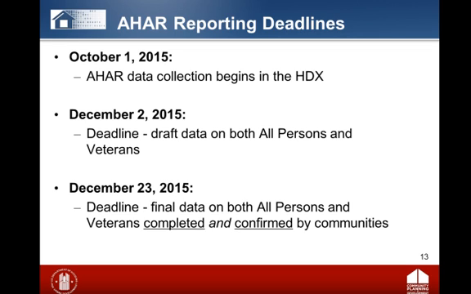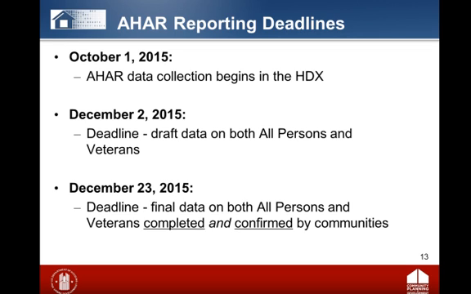December 2nd, 2015 is the draft deadline for both all persons and veterans data. Draft data do not have to have all data quality questions fully addressed by this date, but communities must submit data to give their data liaisons a chance to review their submission and provide feedback.